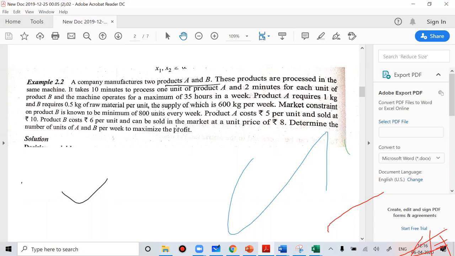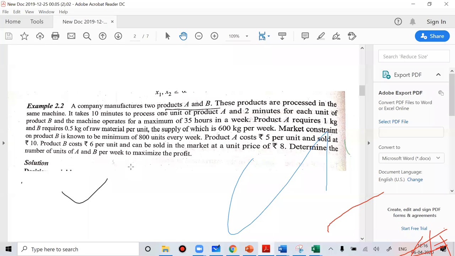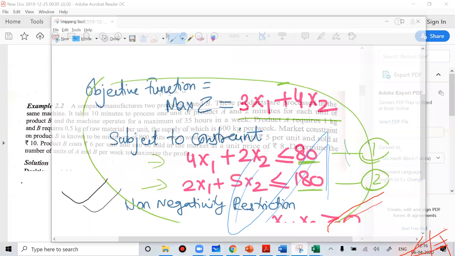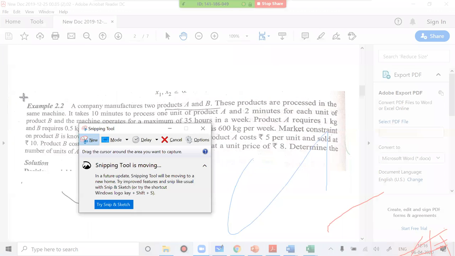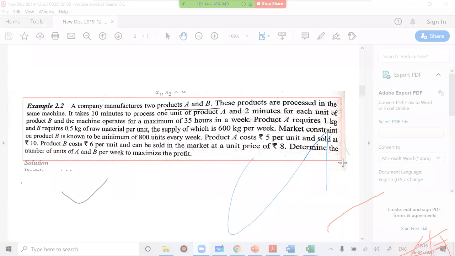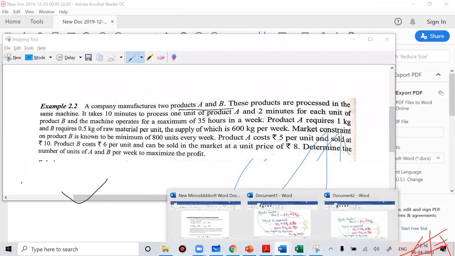Now, everyone, please open question number 2. In your group, I have sent the PDF file. In that, see question number 2. We'll solve this question number 2. Everyone, please open it. I have already sent this question.